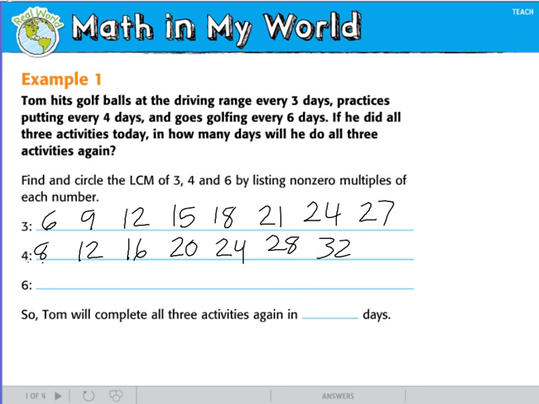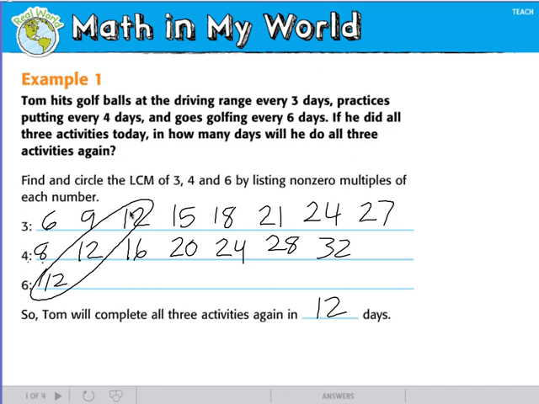Now we're going to go to 6 and we have 6 and then 12, 18, 24. I'm just going to stop because do you see what just happened? Because there's a 12 in each one, our least common multiple is, what's our least common multiple? 12. And in this case, Tom will complete all 3 activities again in how many days? 12 days. So that's going to be like every problem that's going to happen? Yes. Oh, it's awesome.